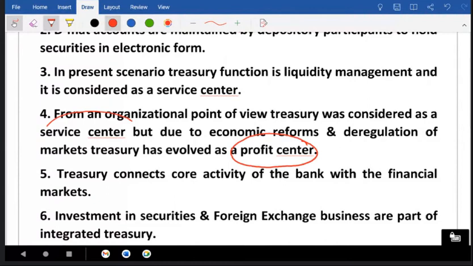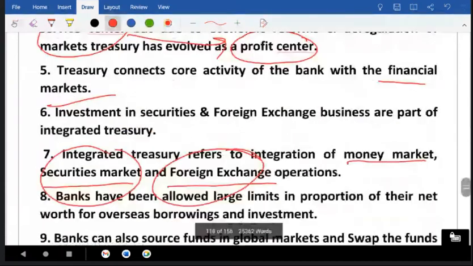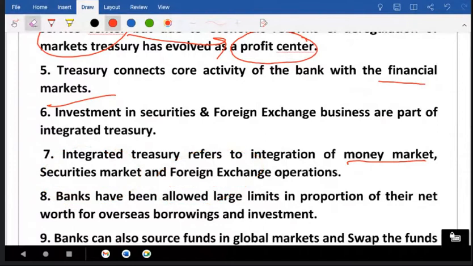Now treasury connects the core activity of the bank with the financial market. Our branches function as the core activity, and treasury is involved in financial markets such as forex trade, the money market and foreign exchange. Branches cannot connect with the security market or foreign exchange, because the persons working in the branch may not have the knowledge. The treasury wing is very expert in this field. So their role is to connect the basic activity of the bank to the financial market.